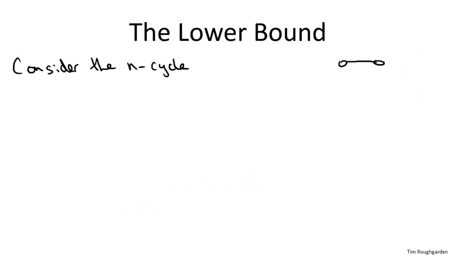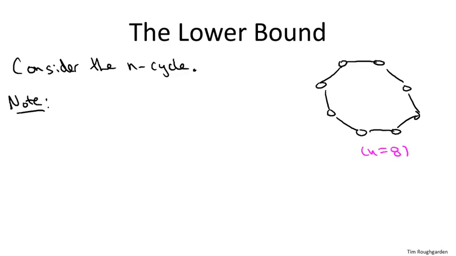So for the lower bound, we don't have to look much beyond our trees example. We're just going to look at cycles. For any value of n, consider the n-cycle. So here, for example, is the n-cycle with n equal to 8. That would be an octagon.